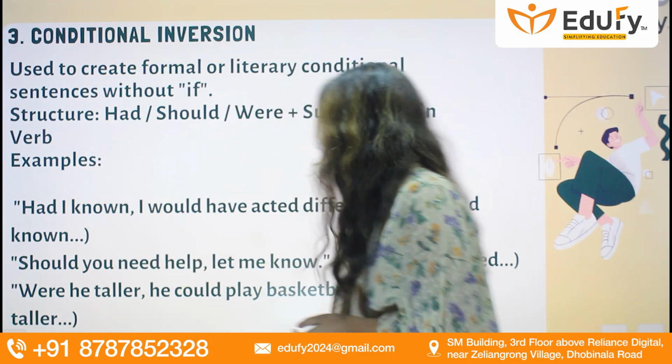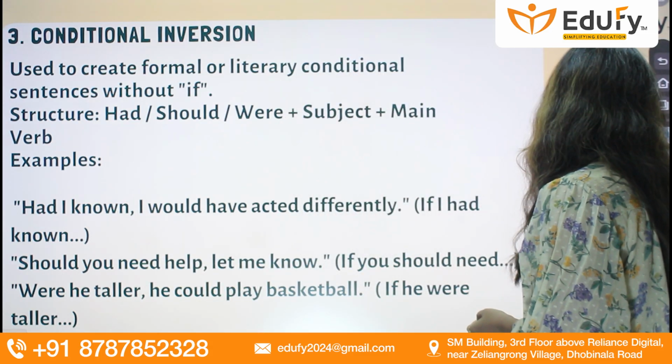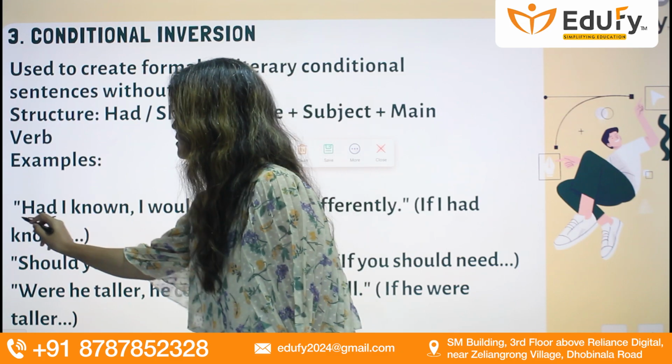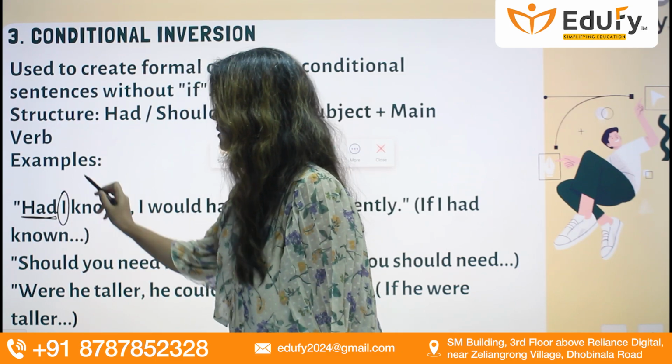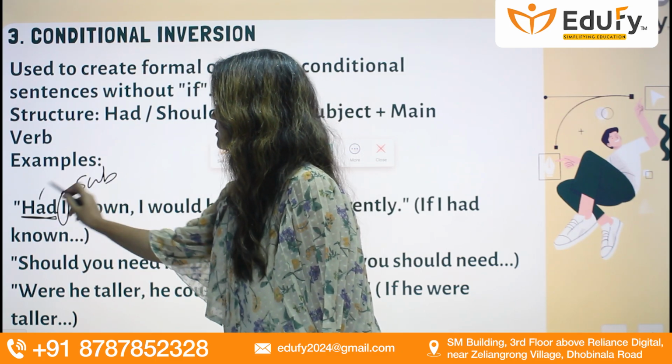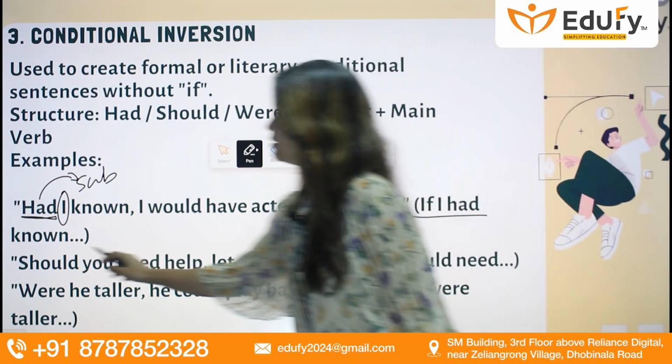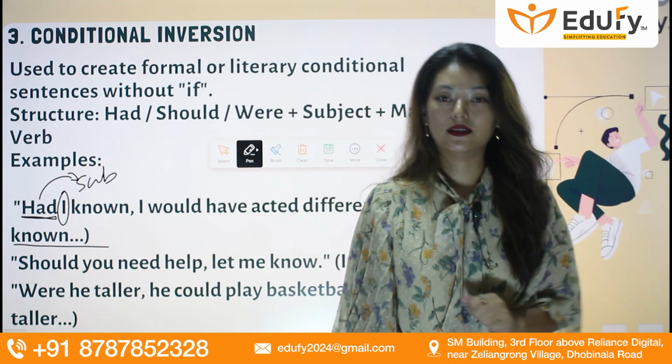So here in the sentence, what do we find? Again, we see the inversion form of the sentence. We have the auxiliary verb had, then the subject I. It is inverted form. Why? Because it is showing condition within the sentence.